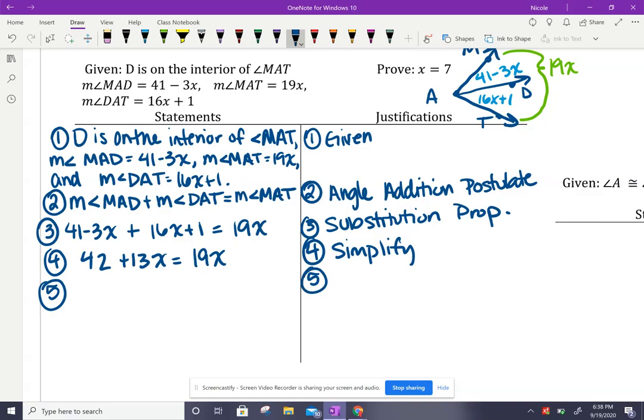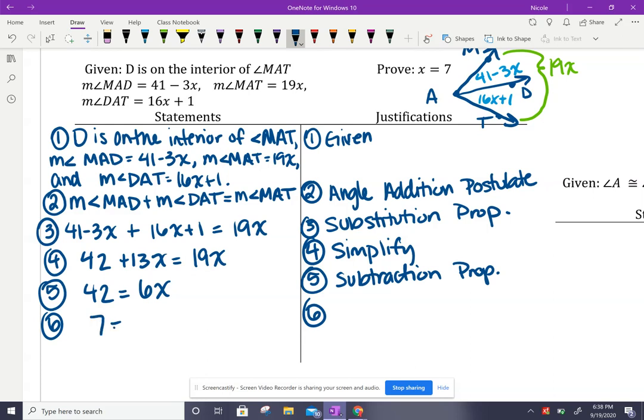And now I'm going to move that 13x onto the other side by subtraction. So by subtraction property, I have 42 equals 6x. I now need to get that x by itself, so I'm going to divide and get 7 equals x, which is division property.